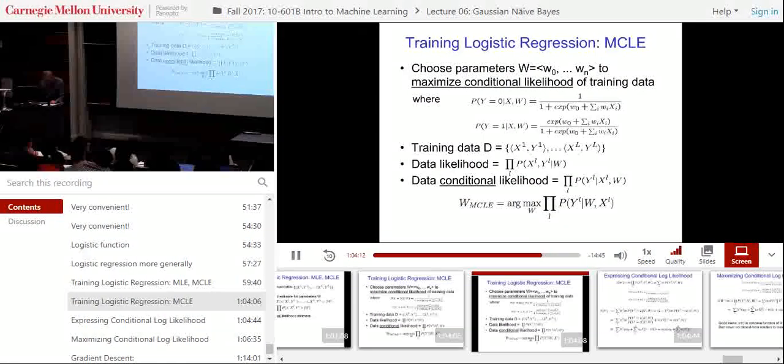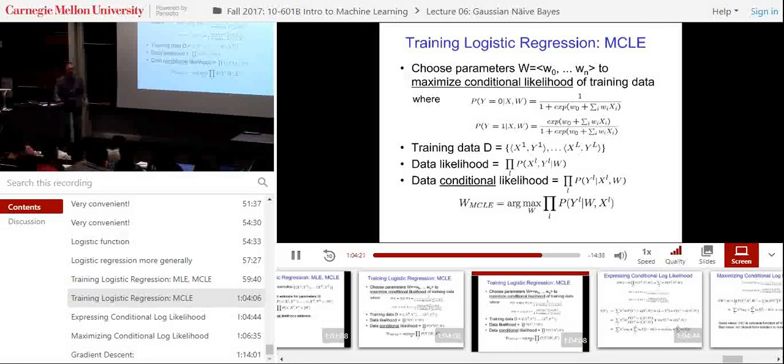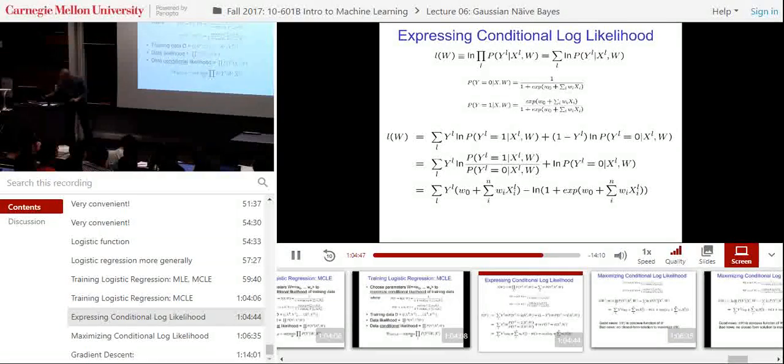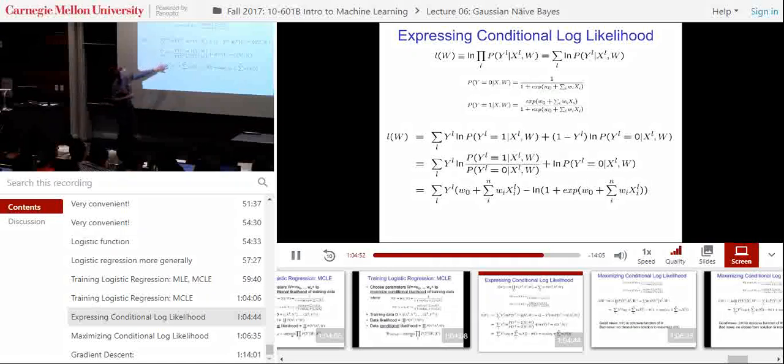Okay, now again, I'm going to go quickly through this and count on you to read the reading. But basically the idea is if we want the maximum conditional likelihood estimate, we're assuming this is the form for P of y equals 0 or 1 conditioned on x and the weights. We get this, and this is the part I'm going to go over quickly.